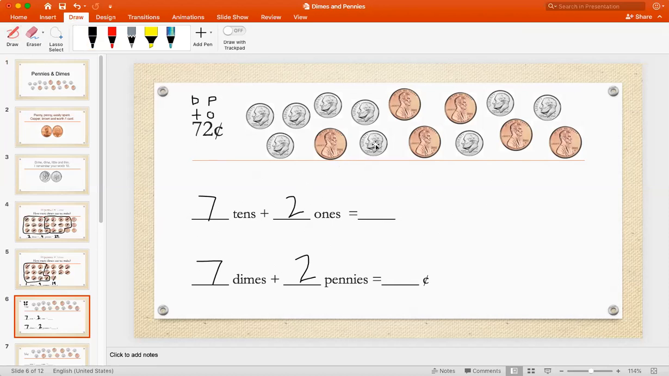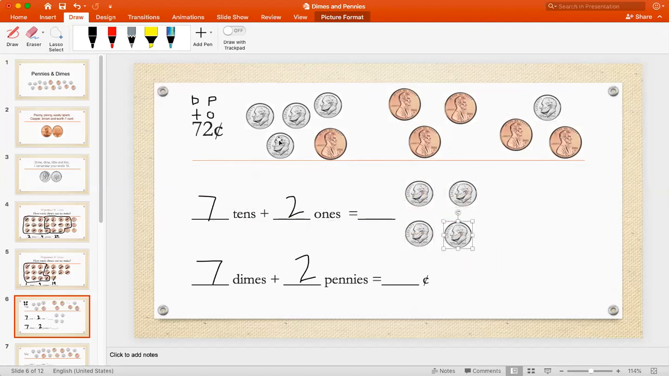Now to get the total, I'm going to turn off the draw. And we're going to do exactly what it tells us to. How many tens or dimes do we need? We need 7, sorry. So I'm going to pull down 7. 1, 2, 3, 4, 5, 6, 7. Because it said 7 tens or 7 dimes.